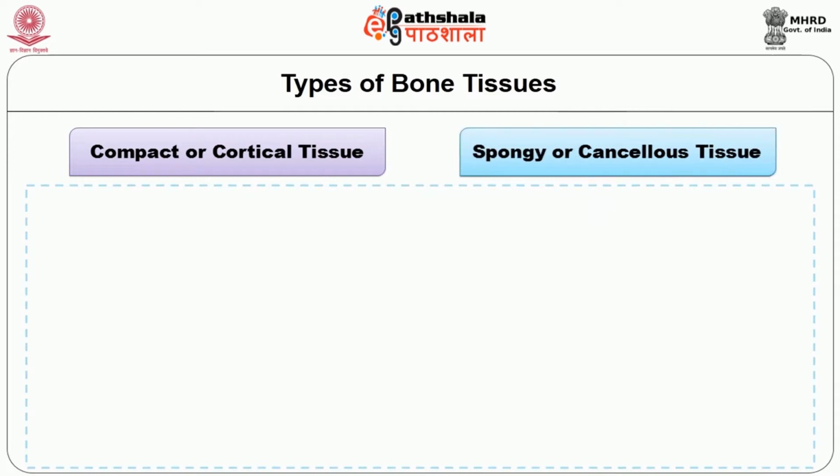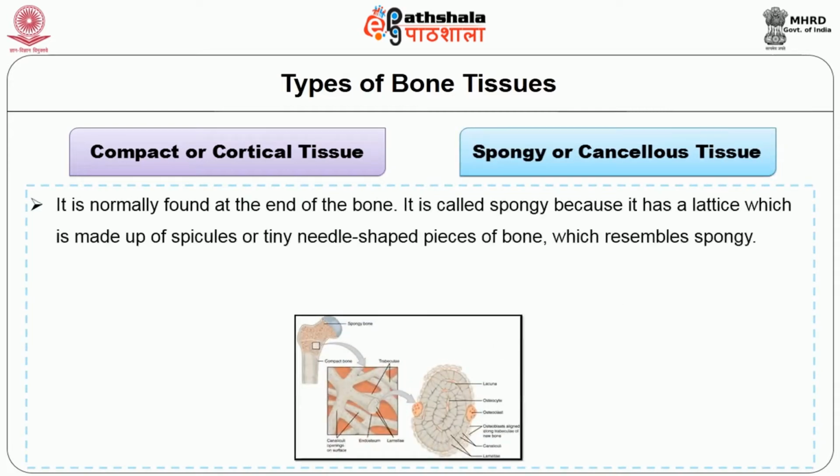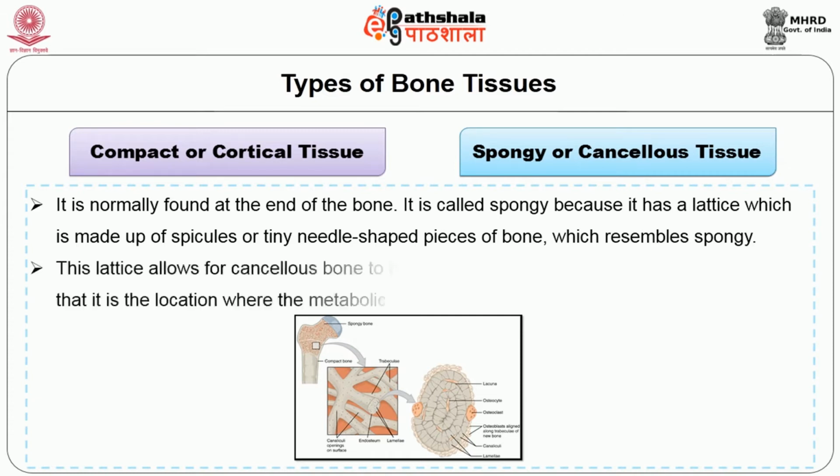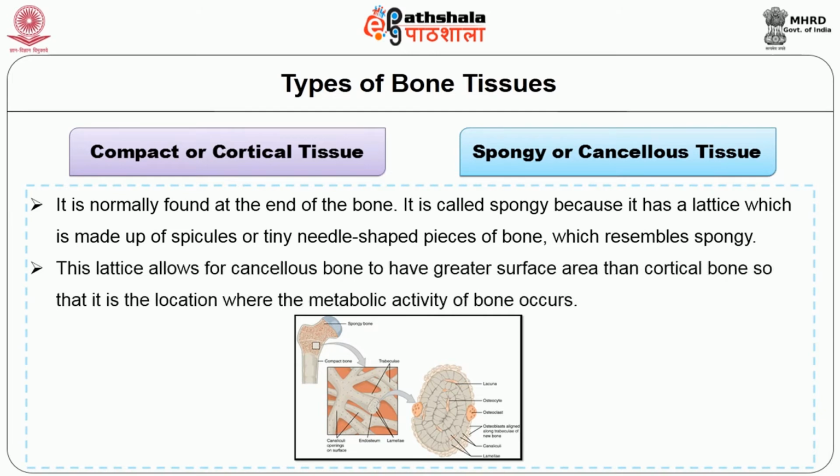In the case of spongy bone, it is normally found at the end of the bone. It is called spongy because it has a lattice which is made up of spicules, or tiny needle-shaped pieces of bone, which resemble a sponge. The lattice allows cancellous bone to have greater surface area than cortical bone, so that it is the location where the metabolic activity of bone occurs.